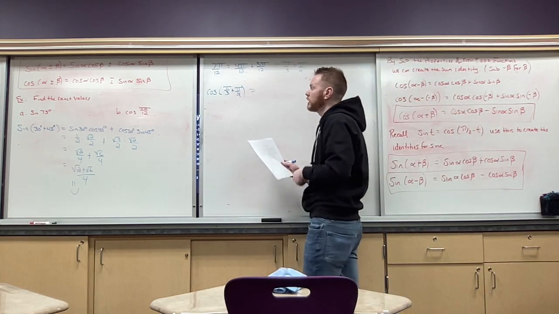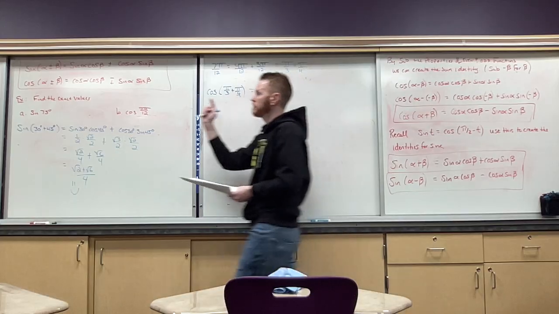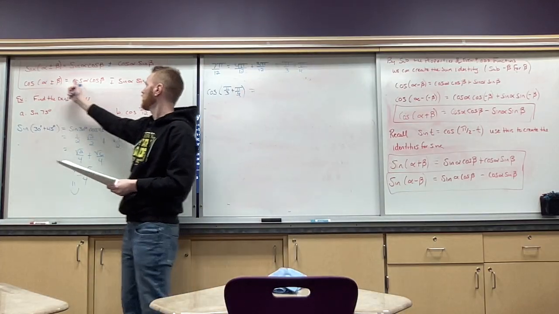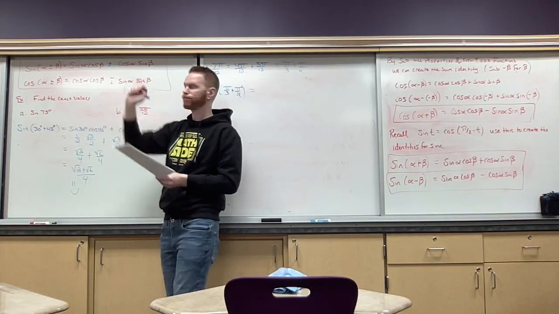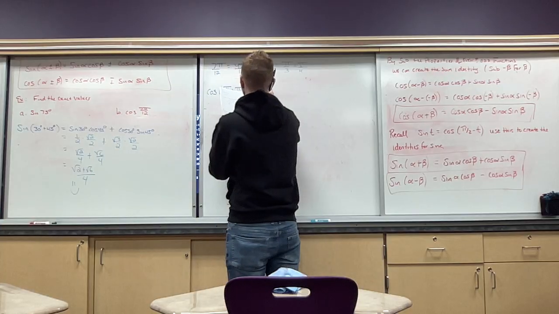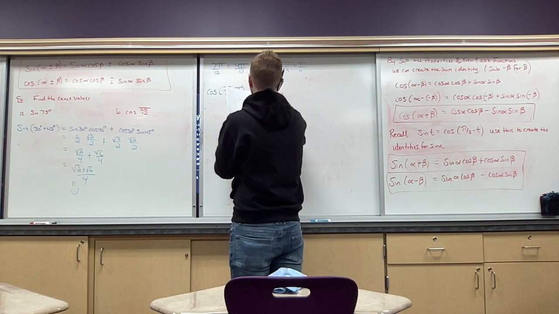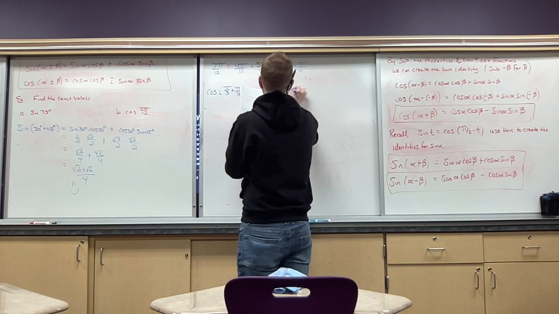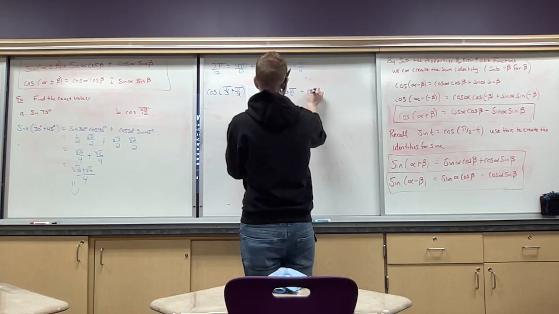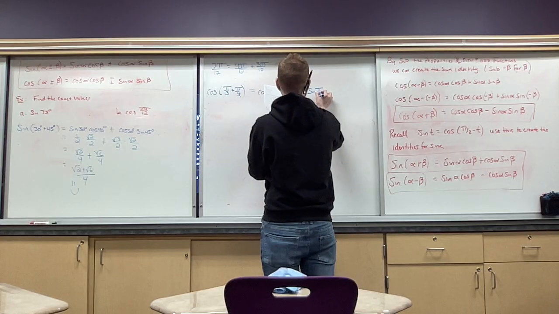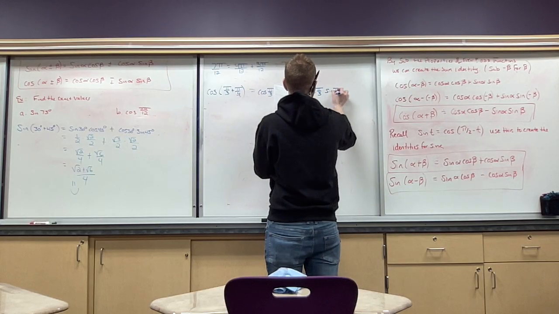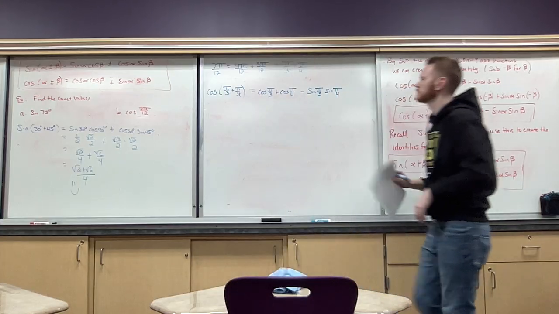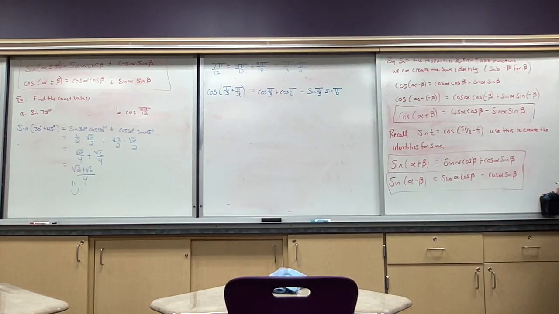So we're going to use the formula. Now this is a plus, so look at what the formula says. Plus, we're going to put a minus in between them. Okay, so here we go. We're going to have cosine pi over 3 times cosine pi over 4, minus sine pi over 3 times sine of pi over 4.